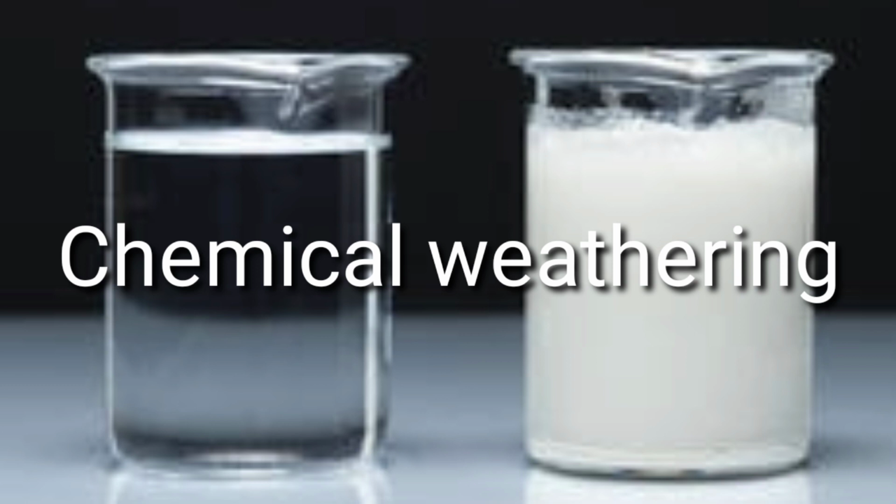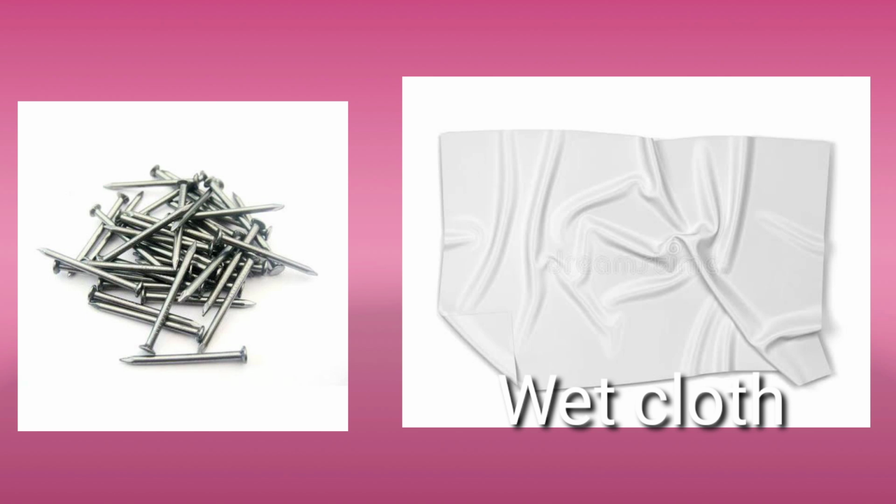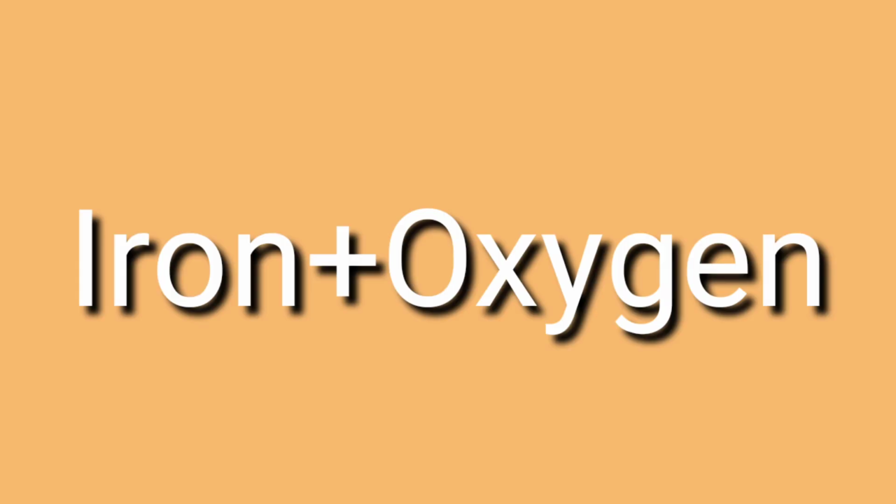Let's take one more example of chemical weathering. Wrap a few iron nails in a wet cloth. Open the cloth after 2 days. You will see that there are stains on the cloth. These stains are of brown color. What could be the reason for these stains? There was a chemical reaction which took place between iron and oxygen.